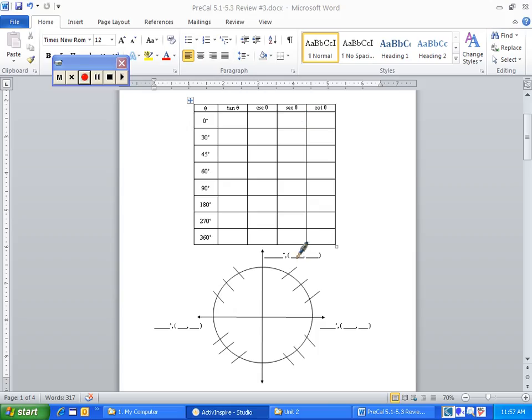Since 1 over cosine here would be 1 over 0, that's why it's undefined. 1 over negative 1 is negative 1. 1 over 0 is undefined. And 1 over 1 is 1. So there goes your whole entire chart to fill in. So now I'm just going to answer everything else based on the chart.